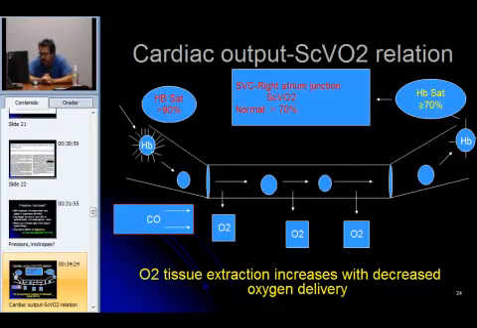And this is just something that you can use. If you don't trust this, then get an echo or get a non-invasive cardiac output machine and see if you're hurting the cardiac output.